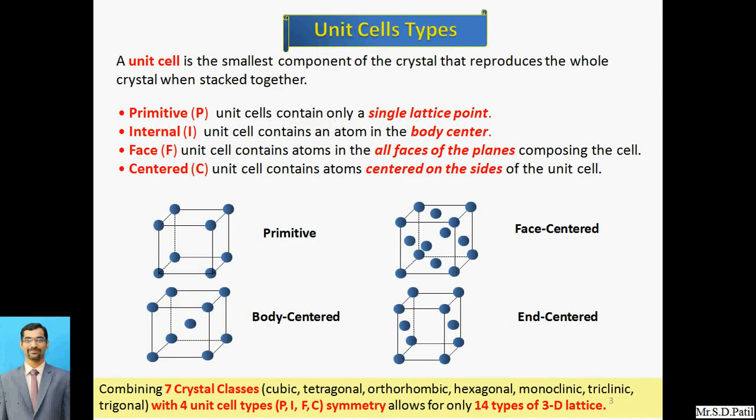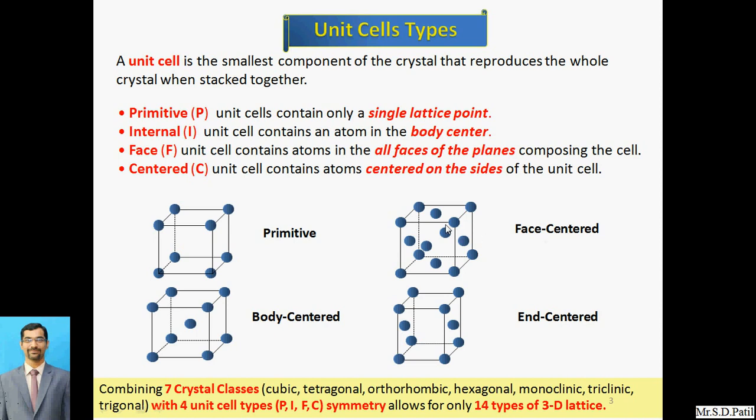Now what are the unit cell types? The 4 basic lattice types are there. One is called primitive, then face centered, then body centered, and end centered. All these structures that we have seen, once again we are reviewing. In the primitive structure, the unit cell has atoms only at the corner points 1 2 3 4 5 6 7 8. So that is the single lattice point, that is called primitive.